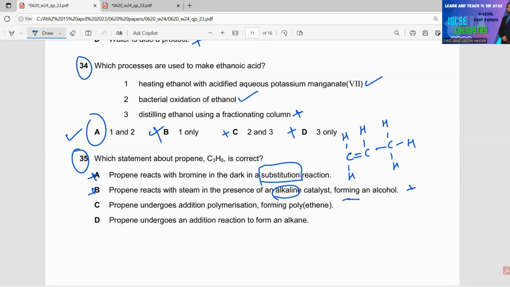C. Propene undergoes addition polymerization, forming polyethene, not polyethene. It will produce polypropene. Also incorrect. D must be the right answer. Propene undergoes an addition reaction to form an alkane. This is correct.